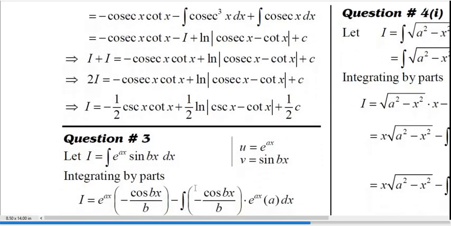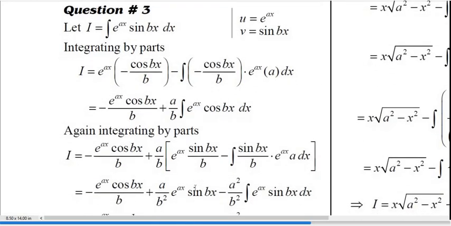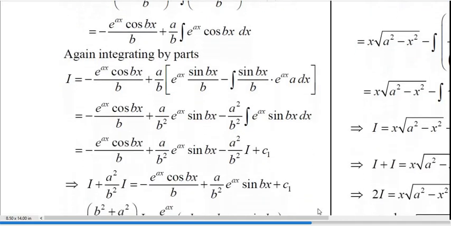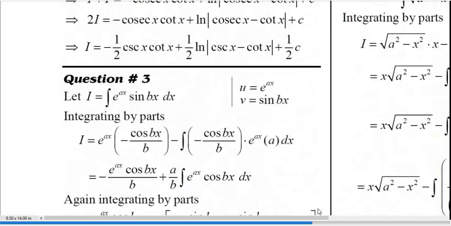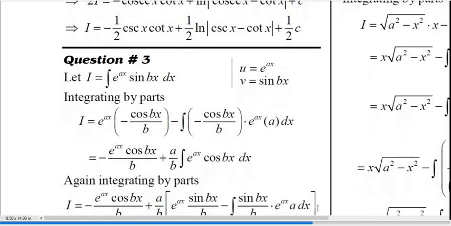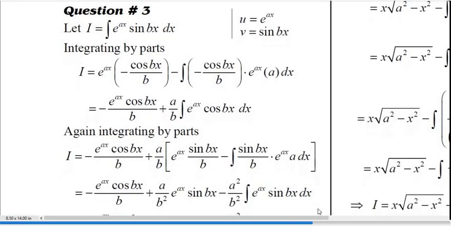Next, we have question number 3. Show that this relation is equal to this one, okay. Question number 3. Let I is equal to integration e power ax sin bx d of x. Here this function is exponential, and sin bx is a trigonometric function, okay.